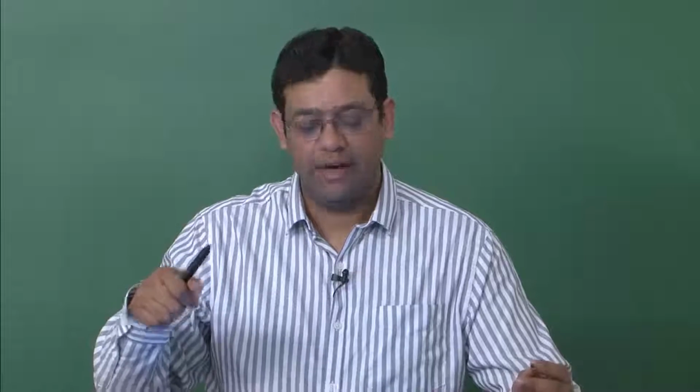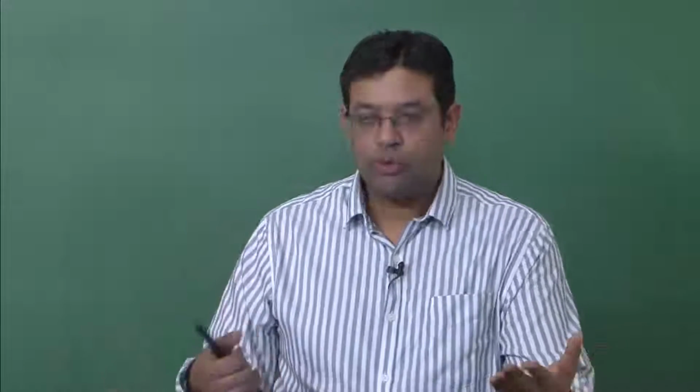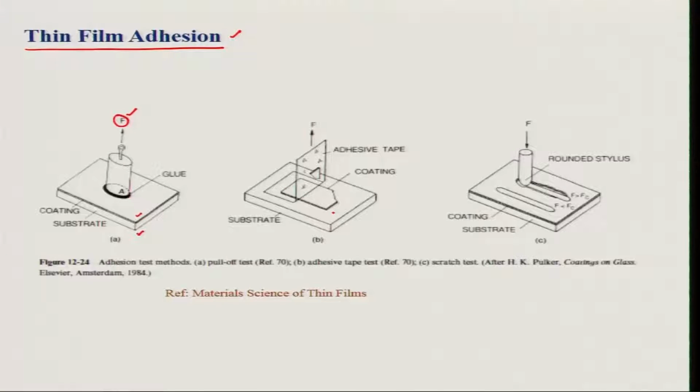Another technique that is very often performed just to test how good the thin film adhesion is, is called the Scotch tape test or adhesive tape test. What you do is take a Scotch tape, apply it on top of a thin film and peel it off. If the coating comes off with the adhesive tape, then you will know how good the adhesion between the thin film and the substrate is.